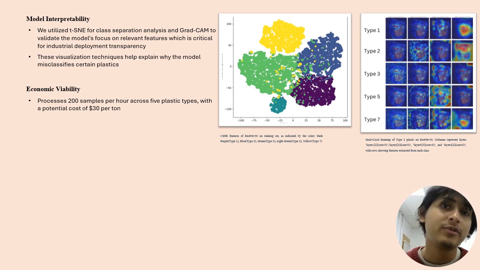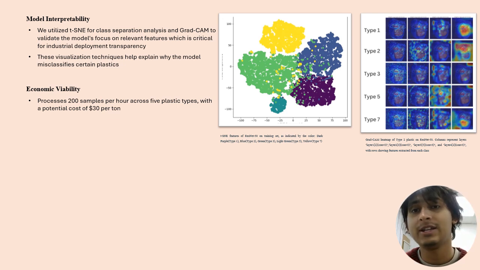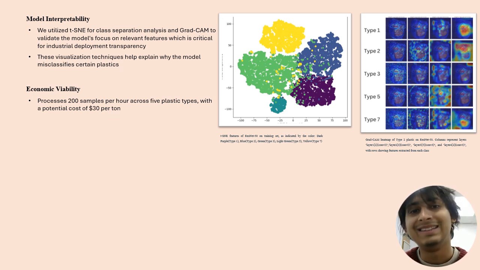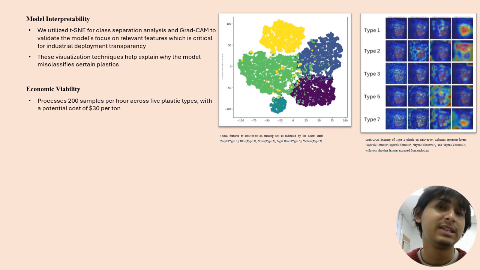Finally, our proposed sorting system demonstrates commercial viability by processing 200 samples per hour with a potential cost of $30 per ton. It requires minimal labor and ensures 5 types of plastics are sorted and data collected. This work establishes a foundation for future improvements through synthetic data generation for underrepresented plastic types and continuous learning mechanisms for dynamic adaptation to new materials and deformation.